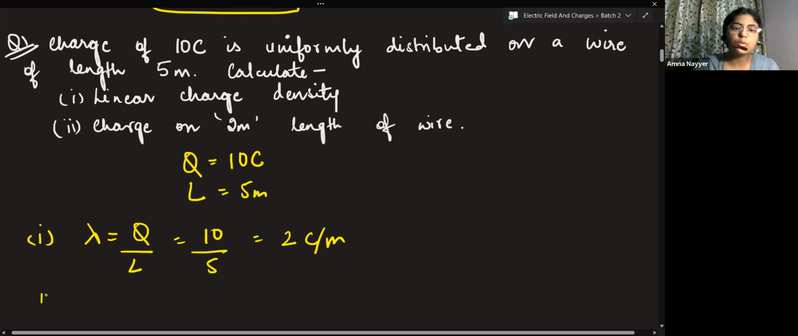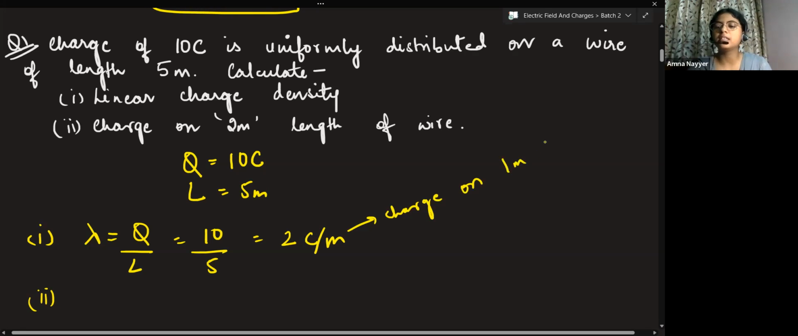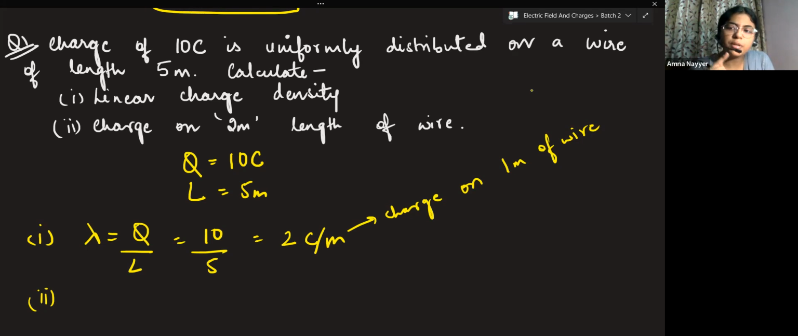Now see, it says you have to calculate the charge on 2 meter length of wire. What is 2 coulomb per meter? This is the charge present on unit length of wire, charge on 1 meter of wire. Linear charge density is charge per unit length, meaning charge present in 1 meter of wire. So if 1 meter has 2 coulombs, 2 meter will have how many coulombs? Simple unitary method.